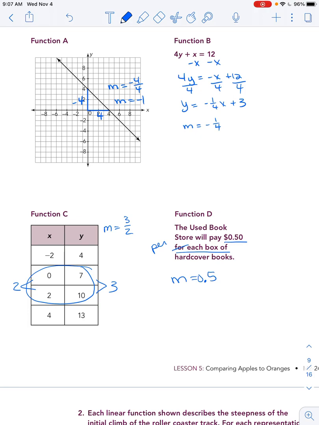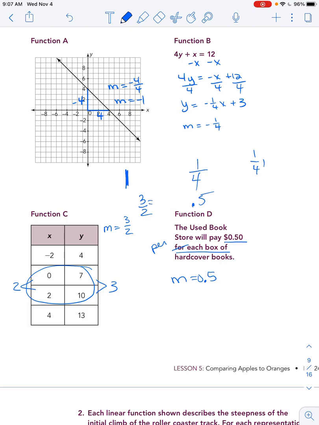Okay. Now, remember that when you're doing this, we're not talking about the negative and positive signs. We're looking at the absolute value of it. So we're looking at the positive. So that would be 1, this would be 1/4, 3 over 2, and 0.5. So what is the smallest number of that? Hopefully you know 1/4 is the smallest.